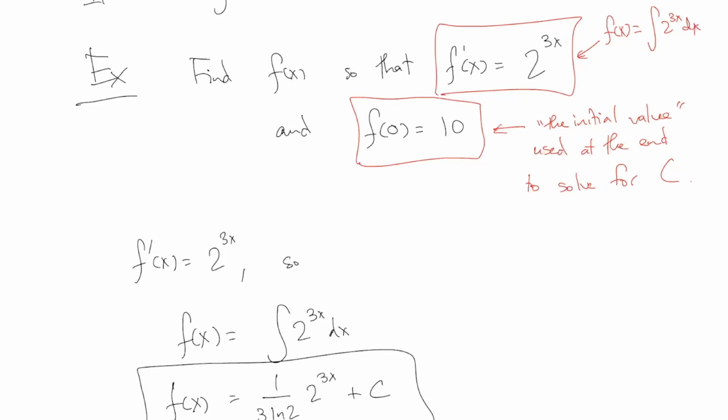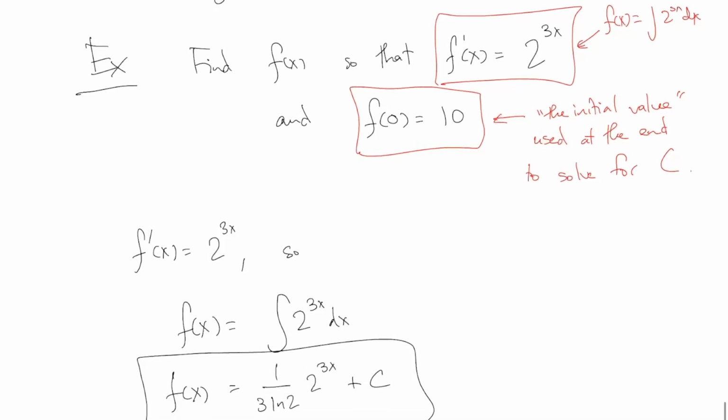Now, sorry, I'm off the bottom. This is not quite my final answer because I didn't use the initial value yet. I'm going to use the initial value at the end to solve for the c. So this is sort of halfway there to my answer. Your job in this case is to find f of x. Now I found this, but I still have this unknown constant in there.